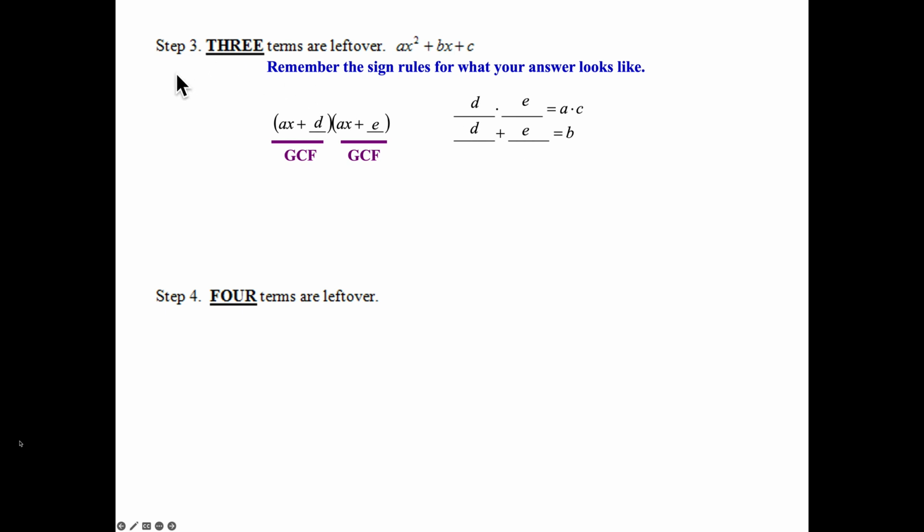Now, if you take out the GCF and there's 4 terms left over, then we do factor by grouping. We cut it in half. You build a binomial on the left, the binomial on the right. Remember, these two binomials have to be the same.